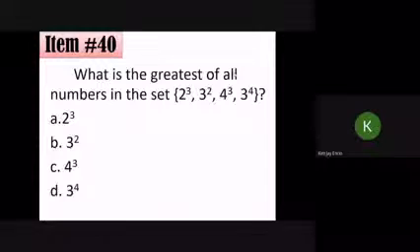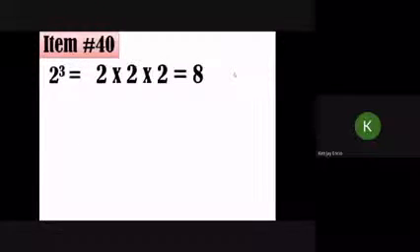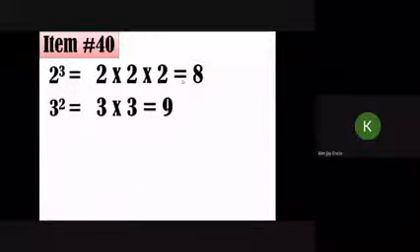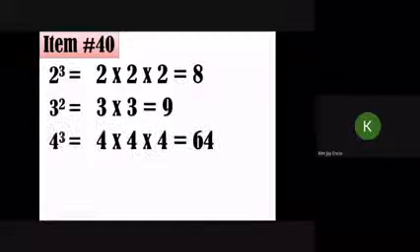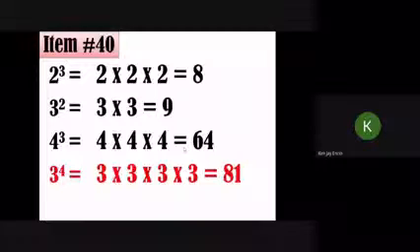So, in this case, for us to compare them, it's good if we will express them all in decimal form. So 2 cubed means you take 2 as a factor 3 times, so that's 2 times 2 times 2, or 8. 3 squared means 3 times 3, or 9. 4 cubed means 4 times 4 times 4, or 64. And if you have 3 to the 4th, 3 times 3 times 3 times 3, which is 81, right?